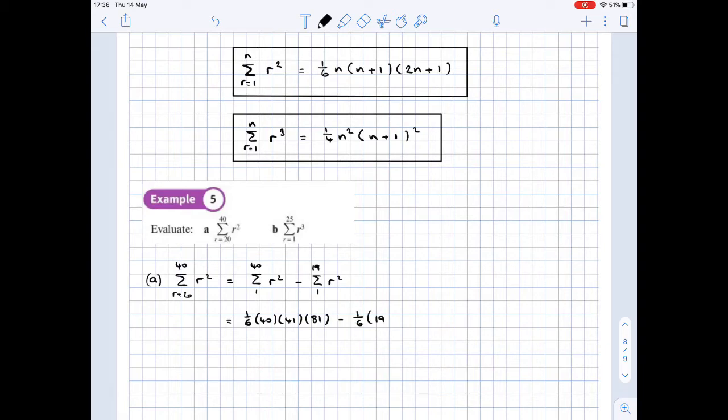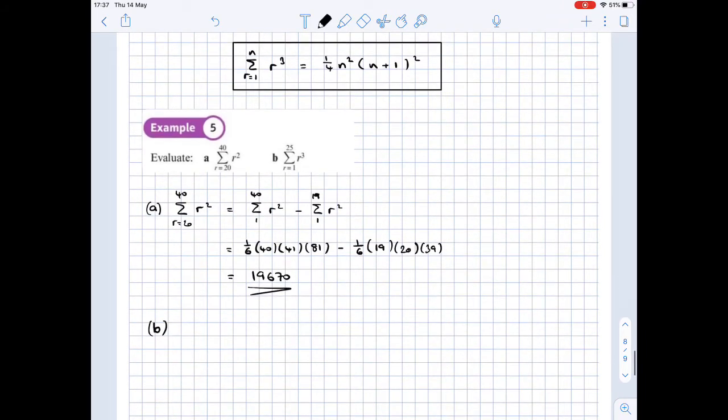a sixth, n is 19, 19 plus 1 is 20, 2 times 19 plus 1 gives us 39. Taking our calculator and working that out gives us 19,670. Now for part B. In part B, we want to find the sum of the cubic terms from the 1st to the 25th.